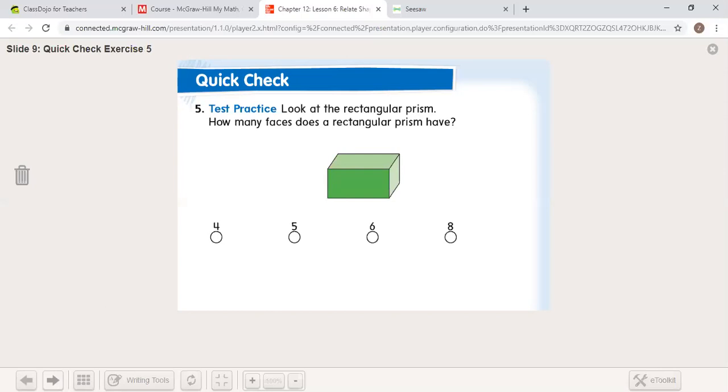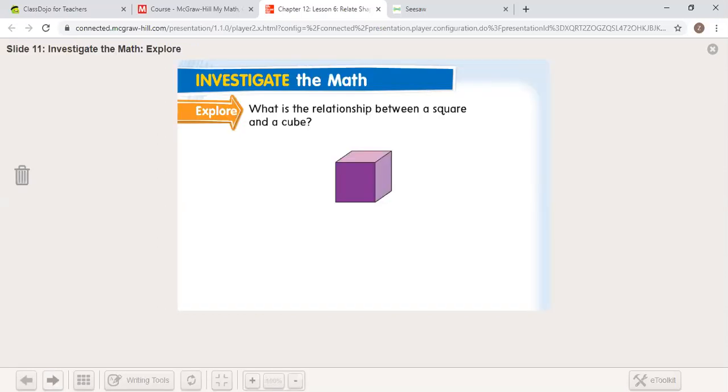Let's practice. Look at the rectangular prism. How many faces does a rectangular prism have? If you have a cereal box, shoe box, any kind of thing that's in the shape of a rectangular prism, you should have had 6 faces counted. All right, let's go ahead and get going on today.